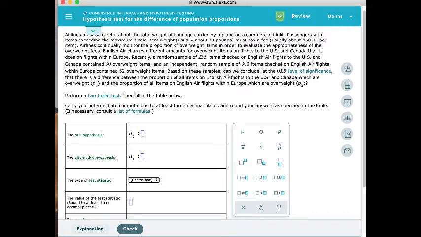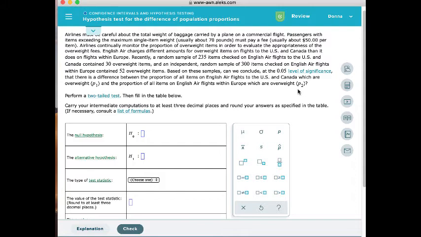Based on these samples, can we conclude at the 0.05 level of significance that there is a difference between the proportion of all items on English Air flights to the US and Canada which are overweight, we call that P1, and the proportion of all items on English Air flights within Europe which are overweight, P2. So we want to know, is there a difference between those two?